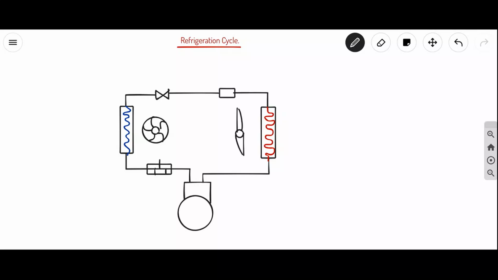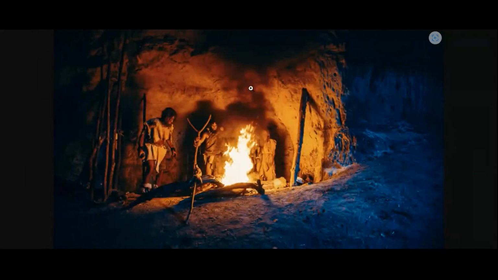See this. Suppose if you come here, you are able to see this image. Are you able to see this image? Yes, sir. They used to lit fire in the caves. What is the reason? To be warm, as it is very cold outside, to be warm, right?